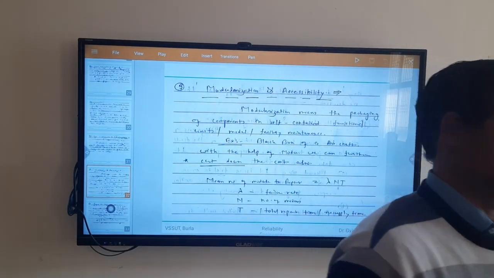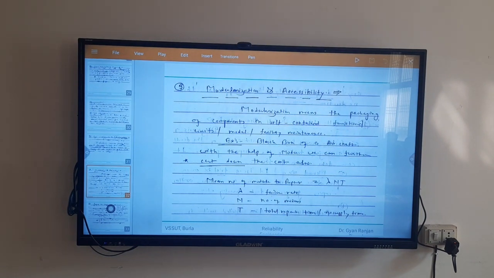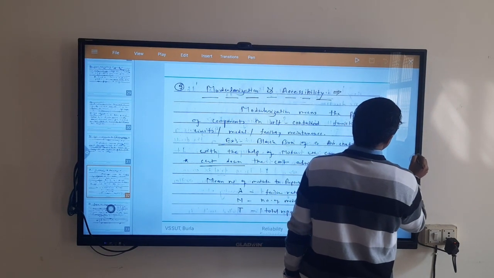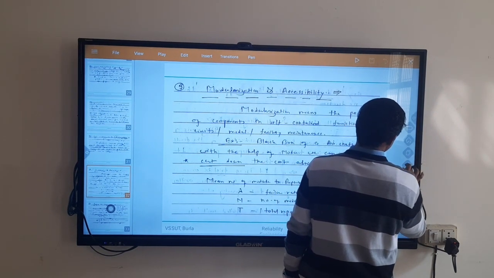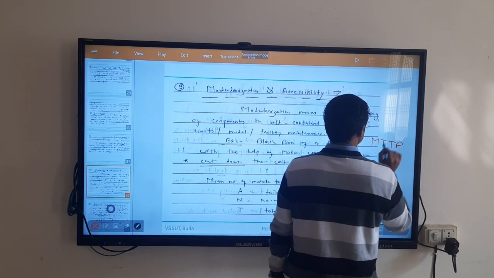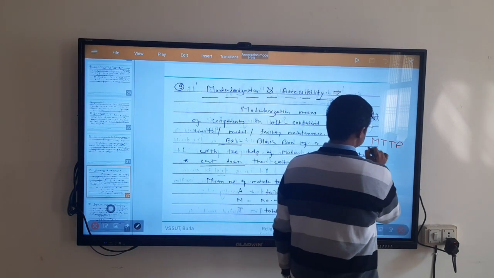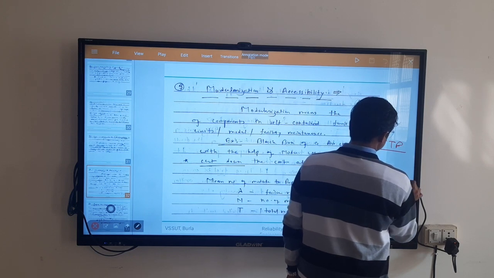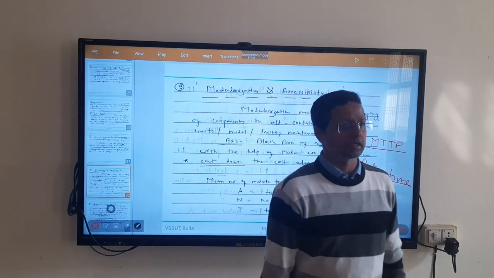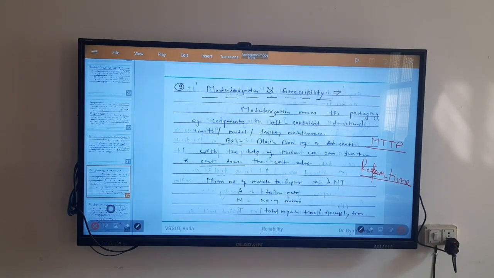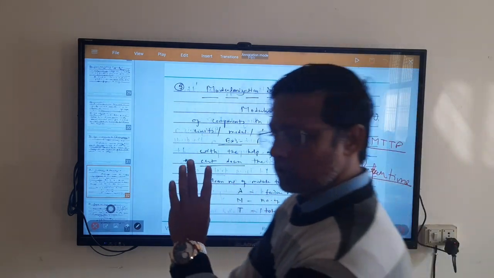What do you think? Which one will be faster? Or in which case can you reduce the MTBF? Which case? That is one case, or I would say the repair time. In which case will the repair time be faster, that means the repair time is less? When the system is designed in a modular way, case A, or case B, when the system is not designed in a modular way.